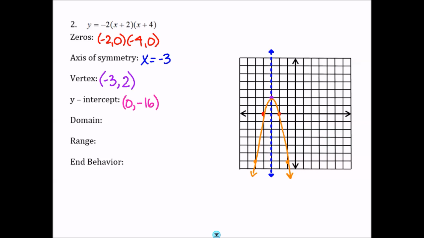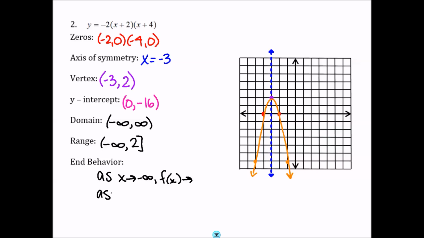Then my domain should be easy. It should always be -infinity to infinity. The range, the lowest that it goes is -infinity. The highest that it goes is 2. Then my end behavior always starts out the same way. As x approaches -infinity, f of x approaches blank. And as x approaches positive infinity, f of x approaches blank. So if we look here, both arrows are pointing down, so both of these will go toward -infinity.